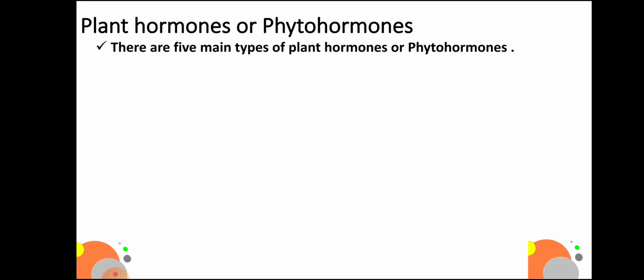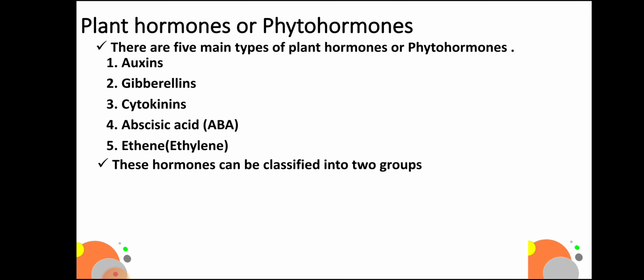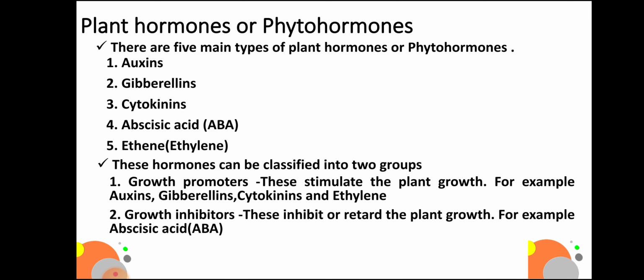There are five main types of plant hormones or phytohormones. These are auxins, gibberellins, cytokinins, abscisic acid, and ethene or ethylene. These hormones can be classified into two groups. The first group is of growth promoters, which include auxins, gibberellins, cytokinins, and ethylene. These hormones stimulate the plant growth. The second group is of growth inhibitors, and an example is abscisic acid. Abscisic acid inhibits or retards the plant growth.